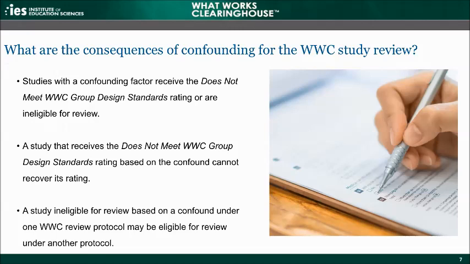So in sum, the consequence of a confounding factor is it can result in a study not meeting standards or being ineligible for review and not receive a rating with regard to those standards. Consequently, it is important to be aware of what constitutes a confounding factor so that it is not introduced when designing a study, or it is not overlooked when reviewing one. Next slide, please.